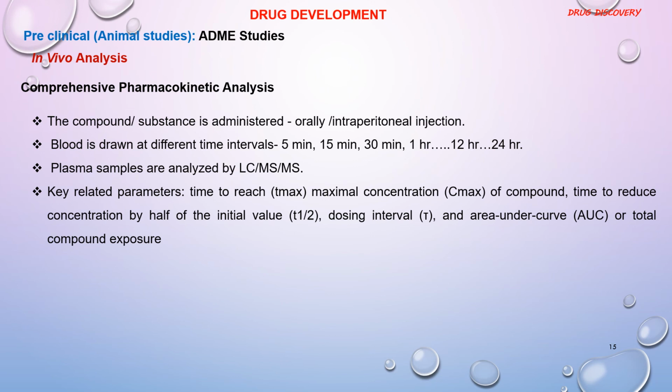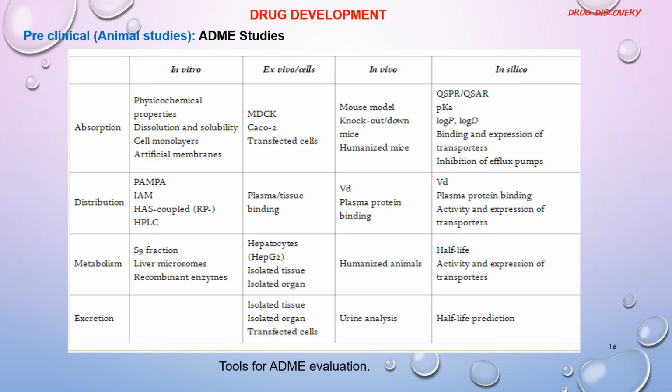Comprehensive pharmacokinetic analysis. In this, the compound or the test substance is administered to the animal model and blood is drawn at different time intervals. The plasma samples are then analyzed by LC-MS. The key parameters that can be estimated from this assay are the Tmax, the Cmax, the half-life, and dosing intervals. The table here shows the different tools for ADME evaluation, both modern and conventional.